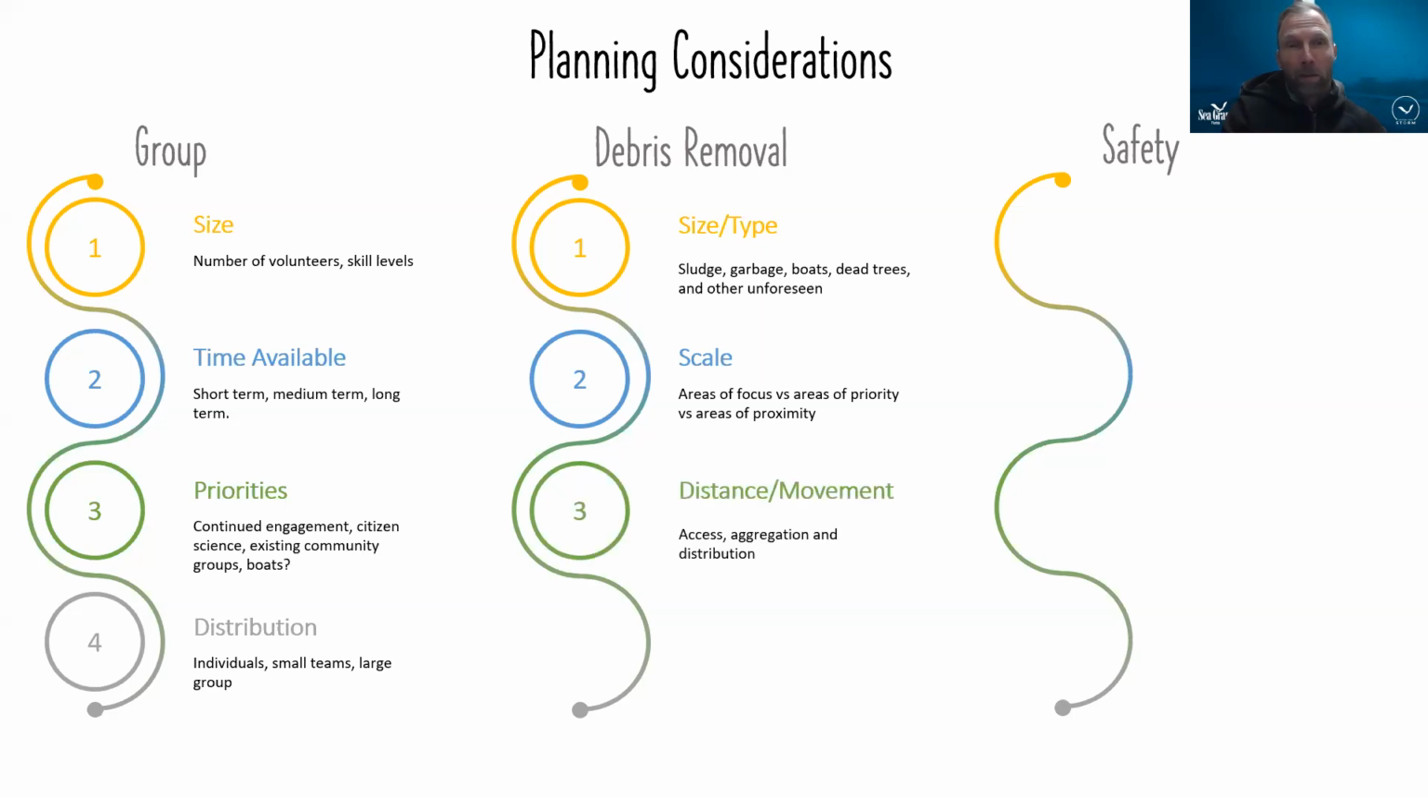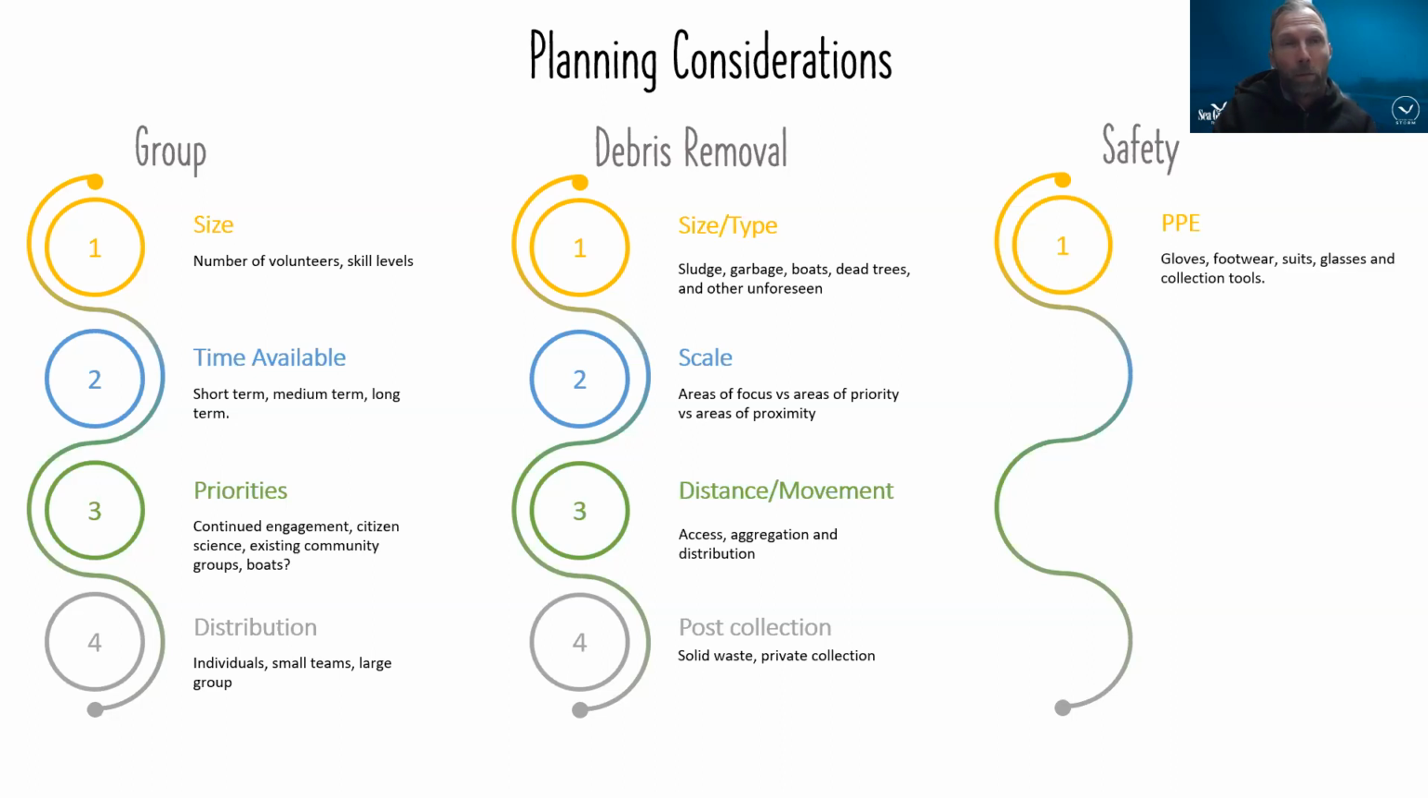The distance and movement. This is a huge one. Access, aggregation, and distribution of waste. Where you're going to access the waste, where you're going to aggregate it, and then where you're going to distribute it to get it out of the site. Post-collection, who are you going to be working with post-collection? In Lee County, it's solid waste that's going to be managing a lot of that post-collection and dumpsters, but think about where that waste goes, what types of waste, and how you have to separate the waste.